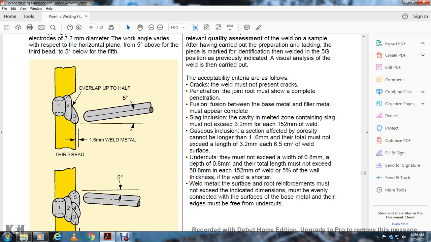Undercuts may not exceed a width of 8/10 of a millimeter and a depth of 8/10 of a millimeter. The total length must not exceed 50.8 millimeters for each 150 millimeter weld, with 5% of the wall thickness of the welded shore. The welded metal surface of the root and face must not exceed the indicated dimensions, must evenly connect with the surface of the base metal, and their edges must be free of undercuts.